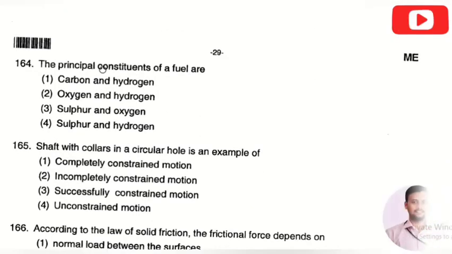The next question is, the principal constituents of fuel are: first one carbon and hydrogen, second one oxygen and hydrogen, third option sulfur and oxygen, and the fourth option sulfur and hydrogen. And the right answer is option 1, carbon and hydrogen. So these are the main components of any fuel.